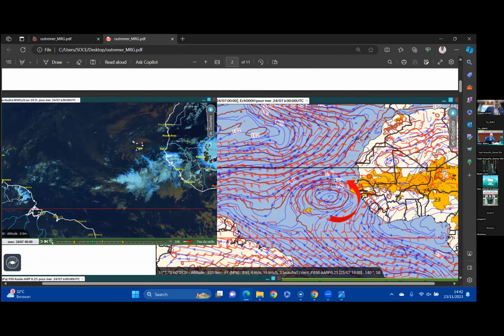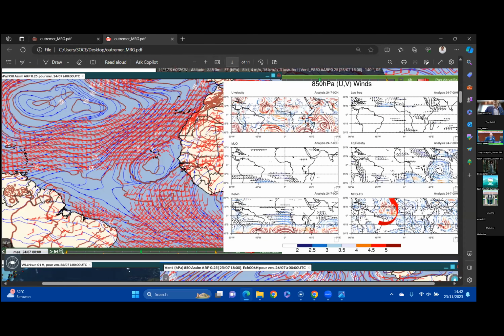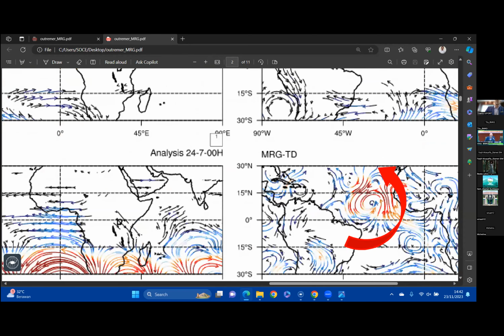This is a total surface wind. You can see a cyclonic circulation west of Africa with some clouds. And on Philippe Perrier's product, there was a very clear, very big MRG signal here across the Atlantic, which is not above the equator, which is north, more above the active ITCZ.